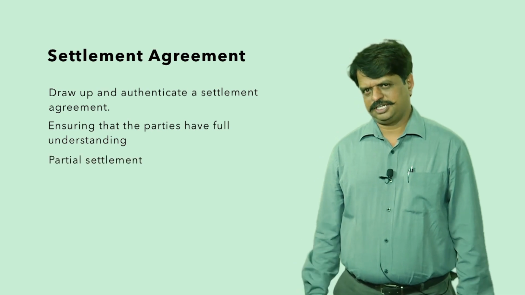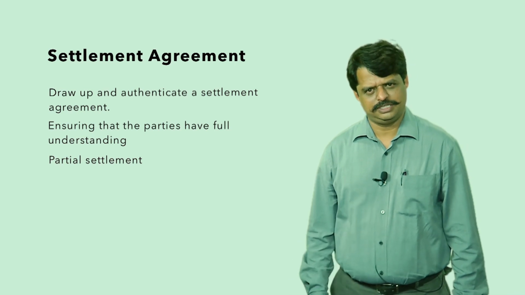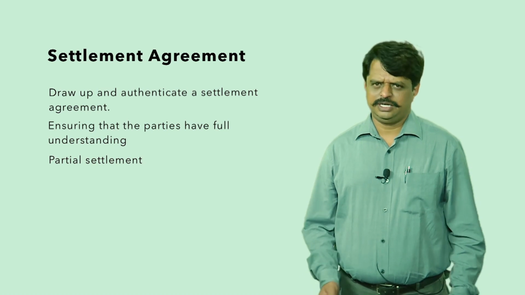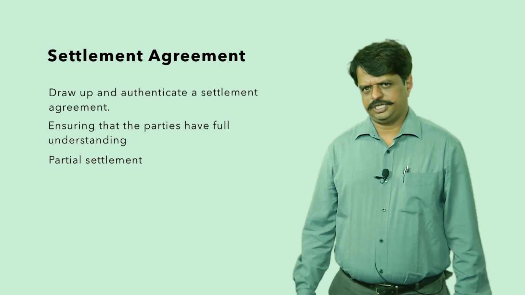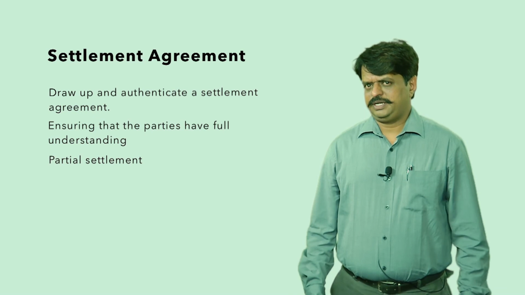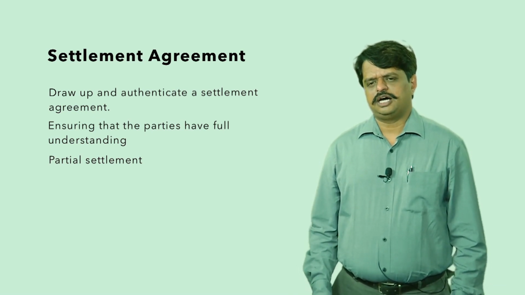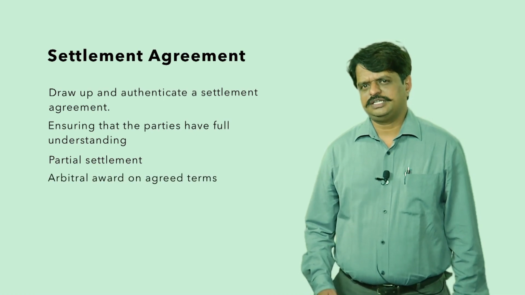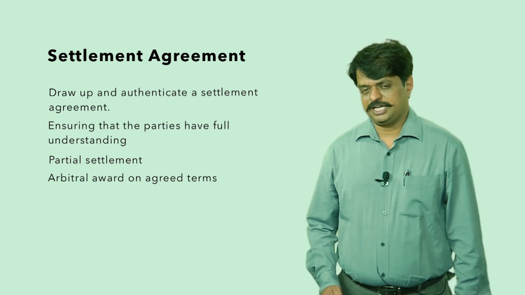There can even be a partial settlement of the dispute, because for certain areas they want it to be decided by the adjudicator authorities. It is the will of the parties. So, they can come up with only a partial settlement, and the remaining could be referred to adjudicator authorities, including arbitrators. Once a settlement agreement is drafted, it would be an arbitral award on agreed terms. So, it has the status of an award and it has quite an enforceability in the eyes of the court.